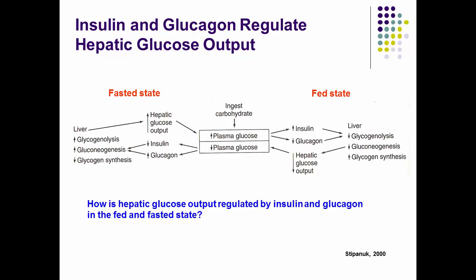So the liver is also a very important organ to help maintain blood glucose levels, right, by the three major pathways: glycogen breakdown, glycogen synthesis, and gluconeogenesis, right?